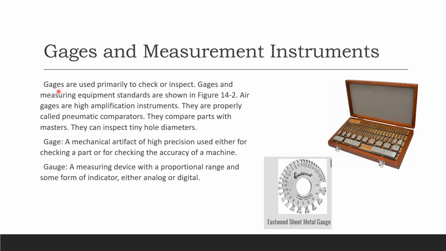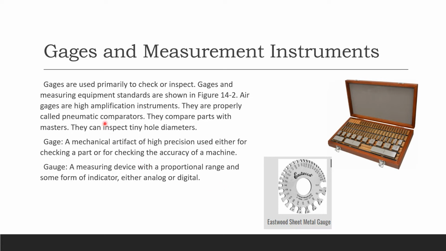So, gauges and measurement instruments. Gauges are used primarily to check or inspect. We always use them to check or inspect something or parts. And gauges and measuring equipment standards are as shown in my next picture on the next slide.